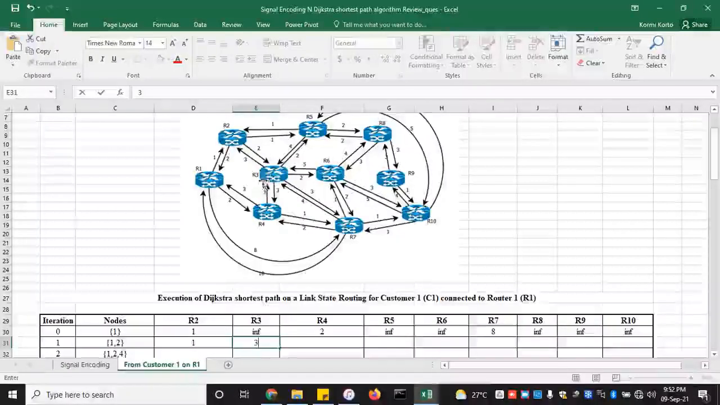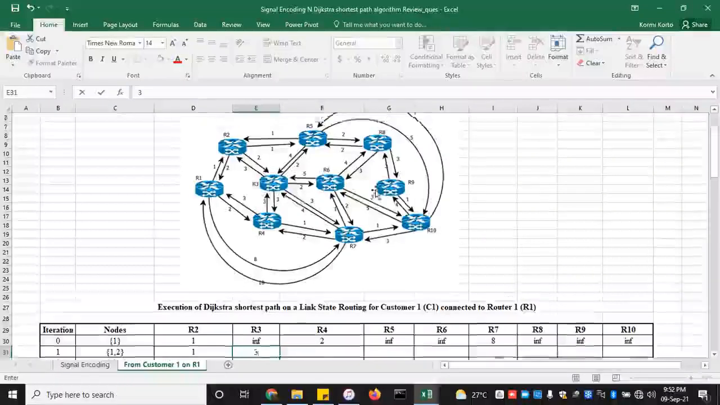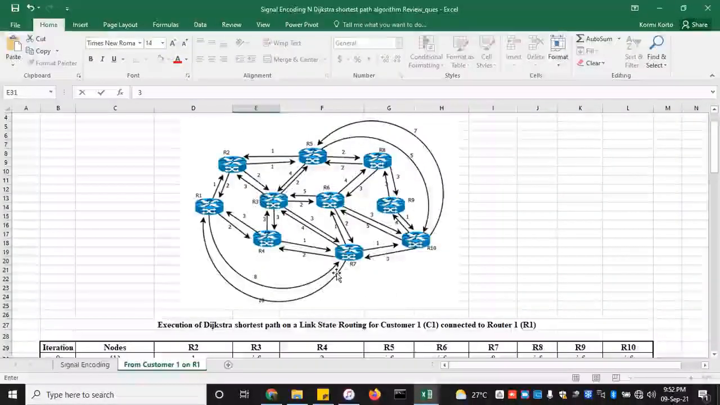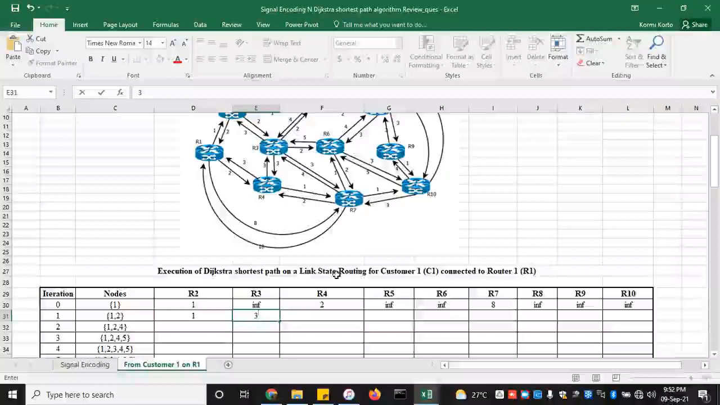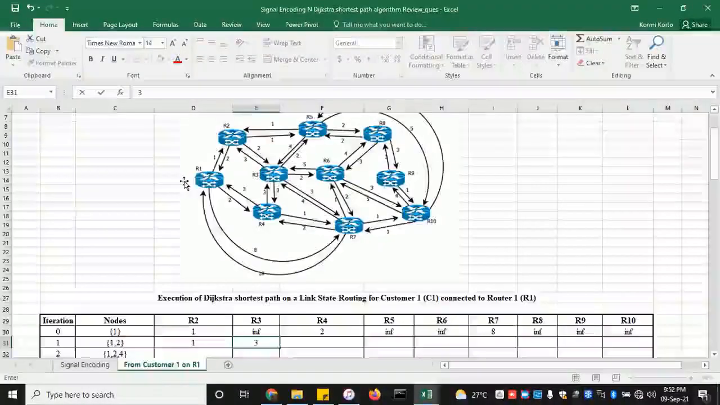So the assumption is made there's a customer connected to router 3. Okay, so we're just forwarding messages to customers connected to all these various routers or nodes that we have within this nested network. So for 3, moving the packets from router 1 to router 3, the least cost will be 1 plus 2, so hence the 3.